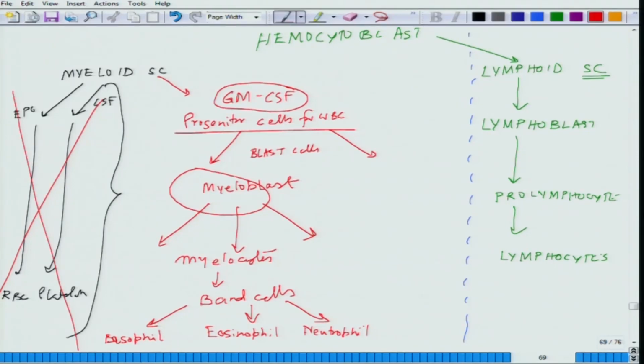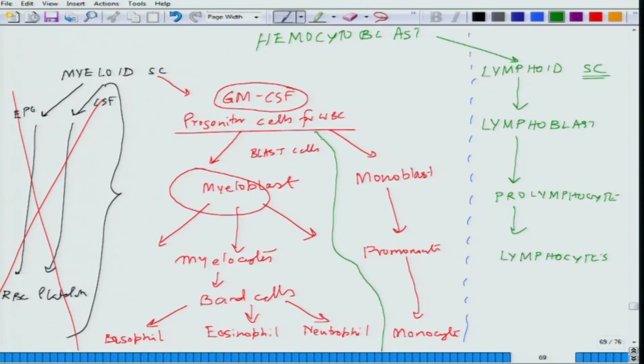Whereas, there is another route I showed you, which is from monoblast. This monoblast forms something called promonocyte, and promonocyte forms monocyte. So, this is the other route, which, of course, let me just separate it out. At this point, this is the demarcation taking place. This is where the 2 different cell types are getting separated. This is one type, one separation, this is the second separation, and this is the second route.